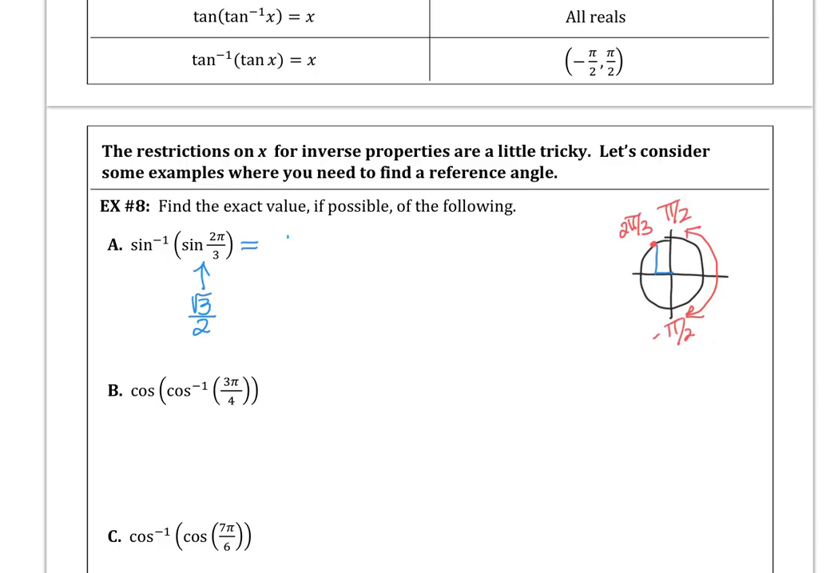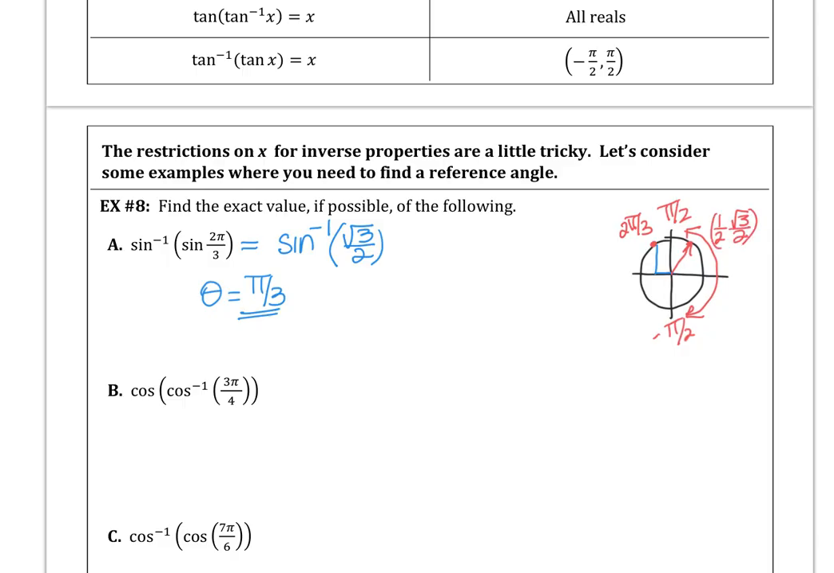So now, working from the inside out, we want the sine inverse of radical 3/2. And this is just an angle, right? We're looking for the angle where the sine is radical 3/2. And where does that happen? That happens when theta is π/3. Okay, so π/3, over here on our unit circle, π/3 has a y value of radical 3/2.